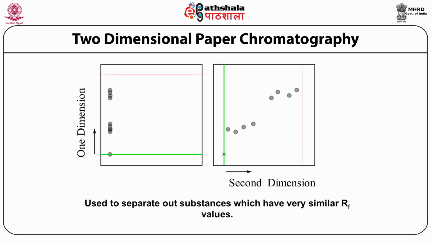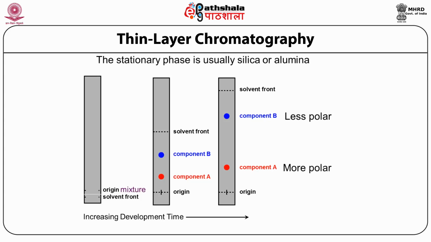Planar chromatography can also be used to separate compounds in two dimensions. The chromatographic run in the first dimension separates the components of the mixture that have distant RF values. The second dimensional run is usually accomplished with a solvent of different polarity to further separate the compounds which have very similar RF values. Thin layer chromatography is quite simple and similar to paper chromatography.